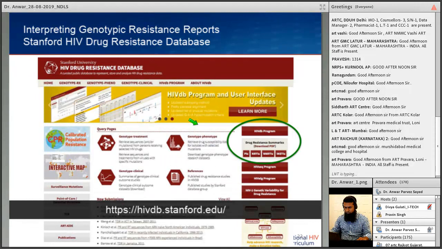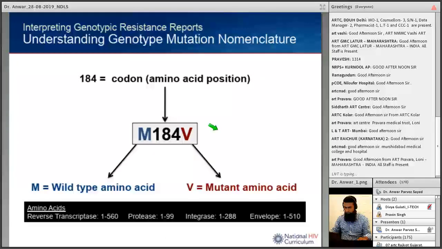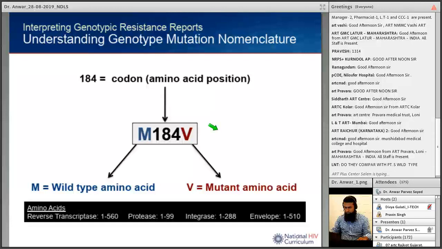So now how to interpret this mutation. For example, you sent a blood sample and the lab identified that there is a presence of this mutation in the patient's blood. So what does it mean, and how is this report to be interpreted?